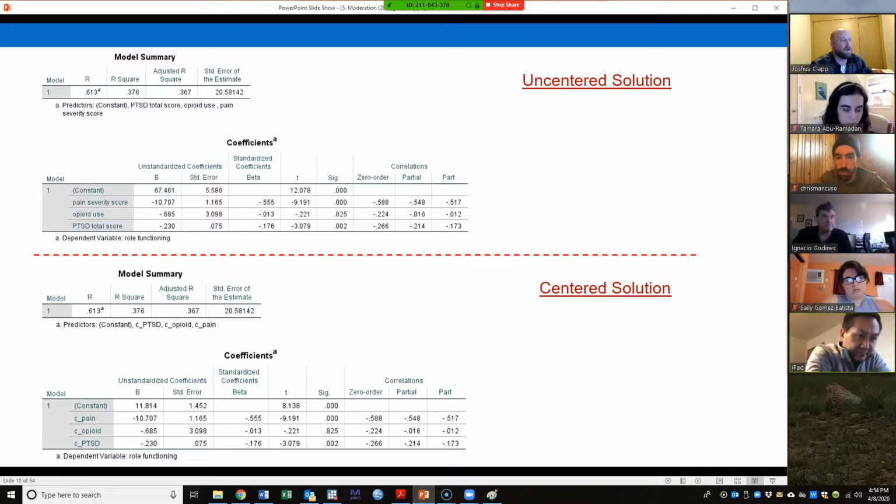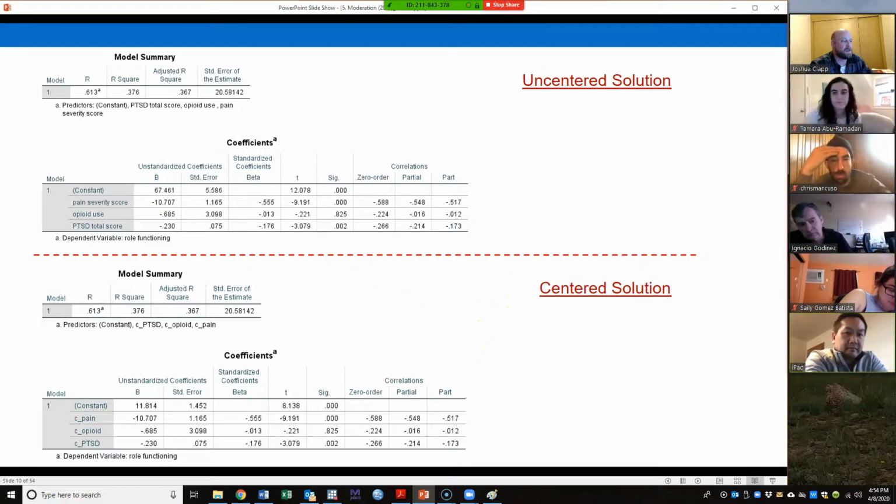Yeah. Okay. So if we look at this, the uncentered solution and the centered solution are identical. R squared is the same. My F value is going to be the same. My unstandardized coefficients, my standardized coefficients, everything's going to be the same. Only thing that changes is my constant. And why is that? Because we've shifted it from zero to the mean.